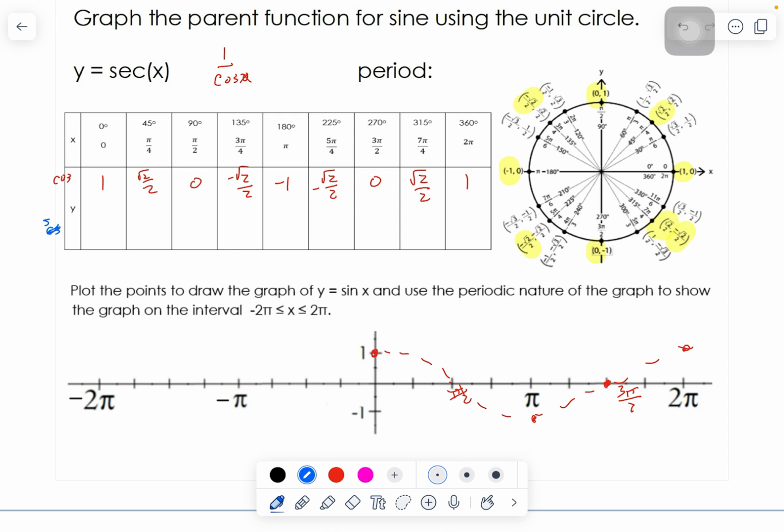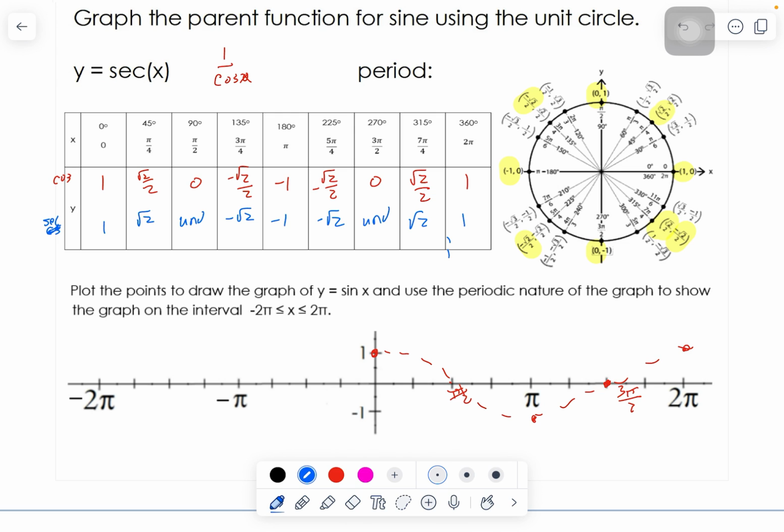So secant is going to be 1. This is going to be the square root of 2. This is going to be undefined. This is going to be negative square root of 2. This is going to be negative 1. Negative square root of 2. Undefined. The square root of 2. And back up to 1.